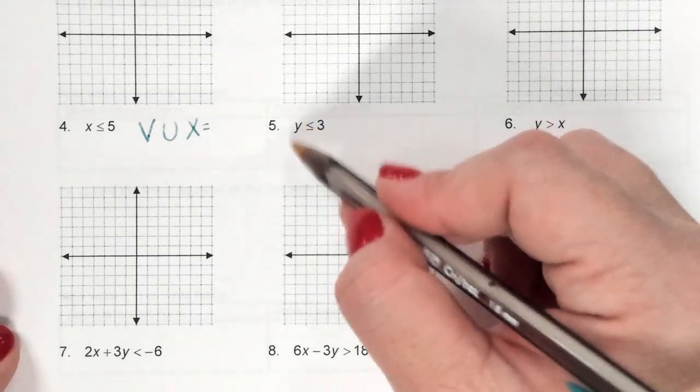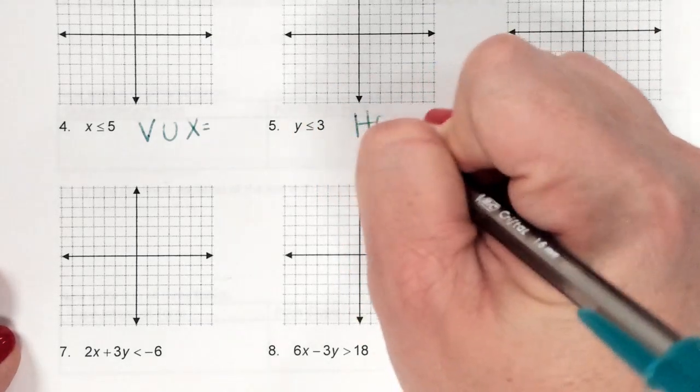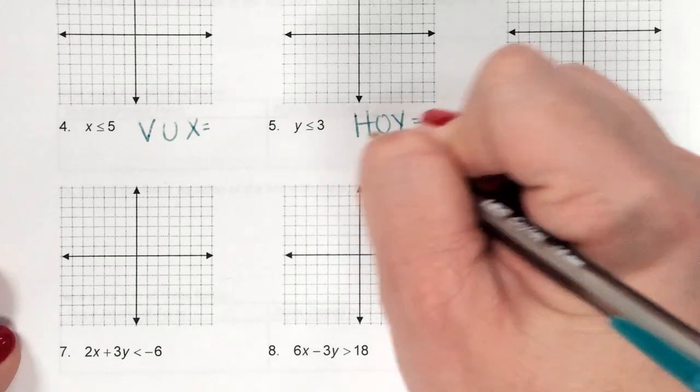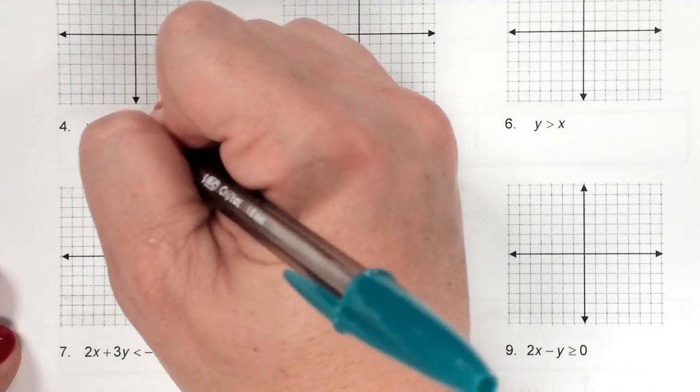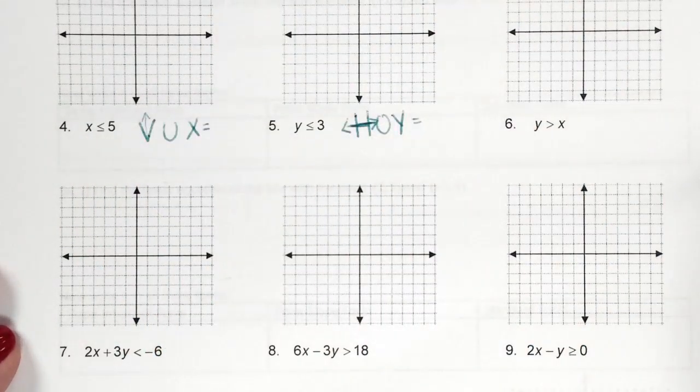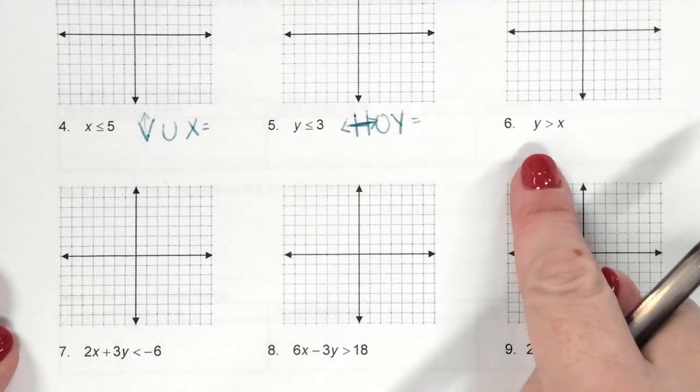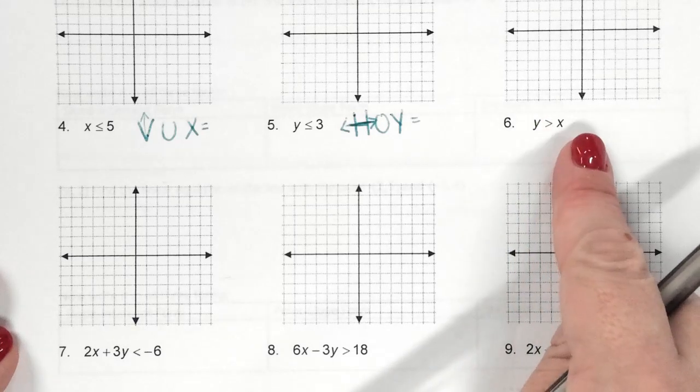Here, this has no x, so this is a HOY equation, horizontal zero slope y equals equation. So you're going to draw a horizontal line here and a vertical line here. Yes? This one is not a special case. It has an x and it has a y.